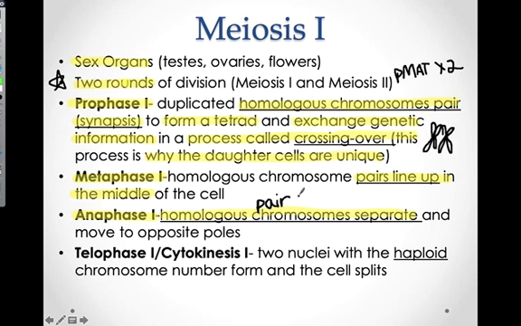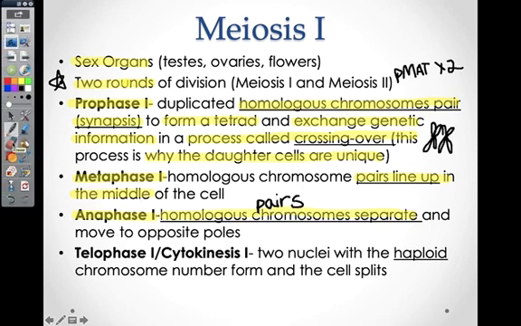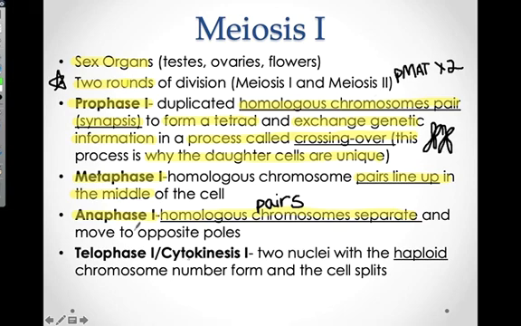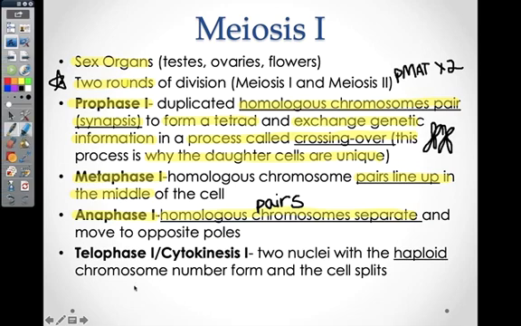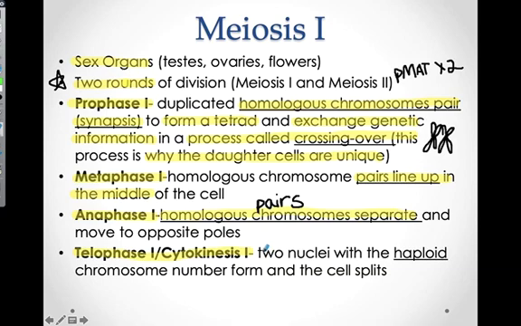Okay, and that's a little different than what we saw in mitosis, right? You saw actual chromatids being pulled away from each other. Here, you're just going to see these pairs separating from each other. All right, and then that brings us to telophase 1 and cytokinesis 1. You're going to see 2 nuclei form, and they're going to have haploid chromosome number, but they're going to be full chromosomes, okay? And the cell's going to split.